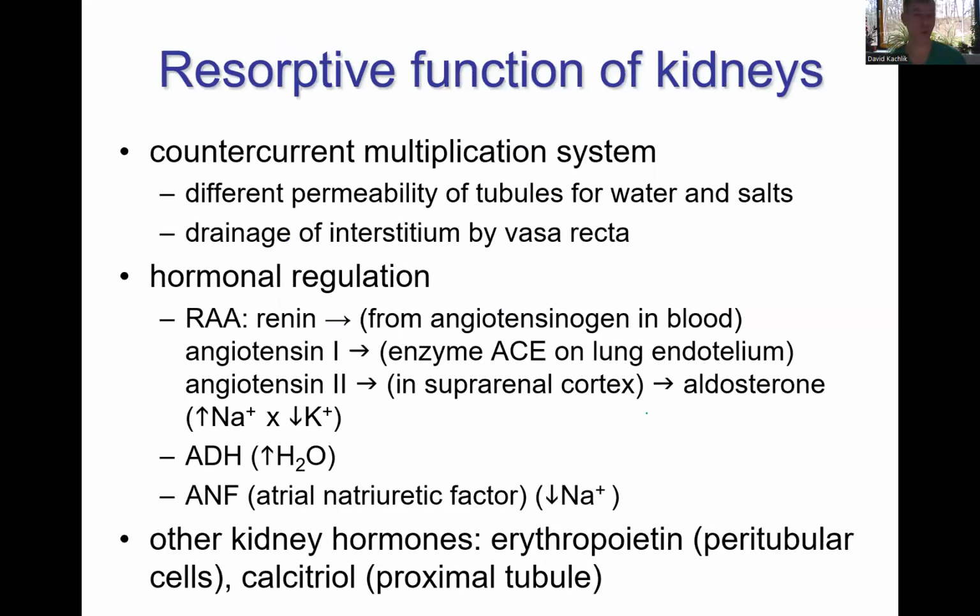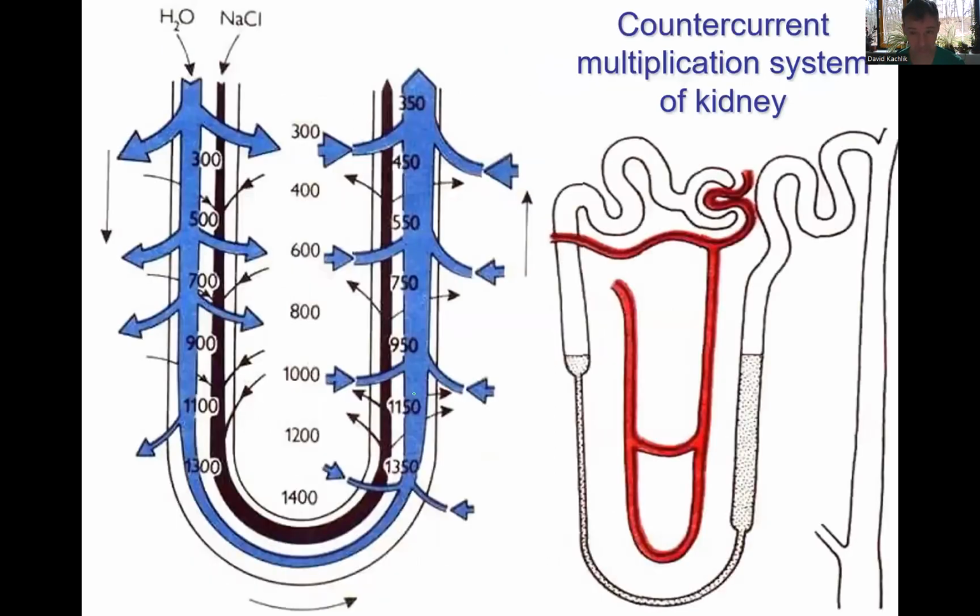So now let's talk about the function of the kidney as a whole. The function of the kidney is to produce urine and the body gets rid of the waste products. But of course, during this process, we have to save water and ions. And for this, we use the countercurrent multiplication system. If you look here, we can see how the system works.